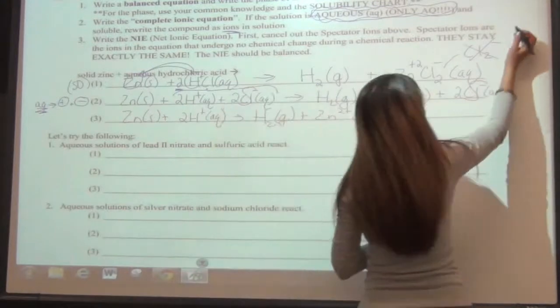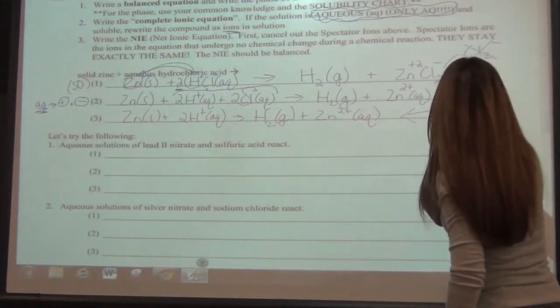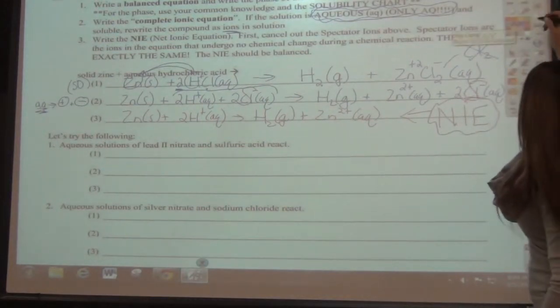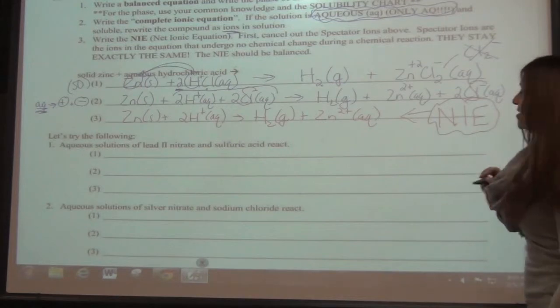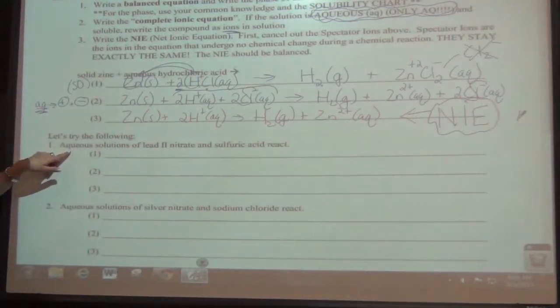Okay, let's try this again. So this here is called your net ionic equation. And again, what the net ionic equation tells us is who our players are. That's basically what it's telling us, is who are our players in this. Okay? So let's try the next one.